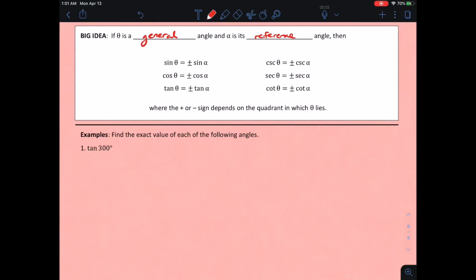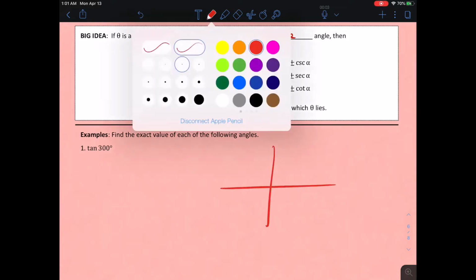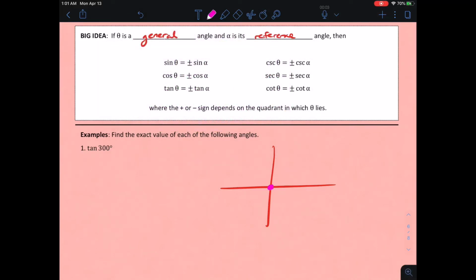Go right into an example. So here I have tangent of 300 degrees. Let me draw a picture of this. So 300 degrees means I'm in quadrant 4. This would be 300 degrees. My reference angle here would be 60 degrees. You can just do 360 degrees minus 300 degrees.